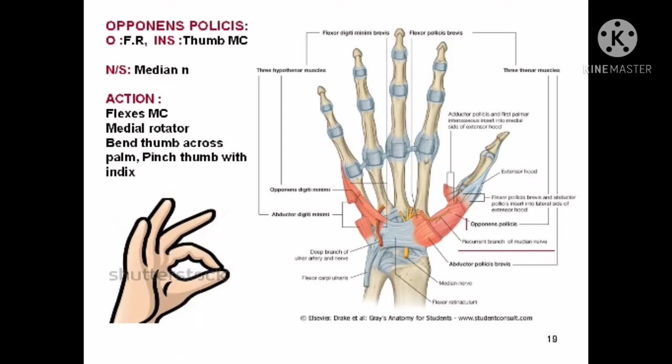The opponens pollicis lies underneath the abductor pollicis brevis and the flexor pollicis brevis. It arises from the flexor retinaculum, inserts on the entire thumb metacarpal bone on the medial aspect, and its nerve supply is from the recurrent branch of the median nerve. Its action: it flexes the metacarpal bone, medially rotates the thumb, bends the thumb across the palm, and pinches the thumb with the index finger.